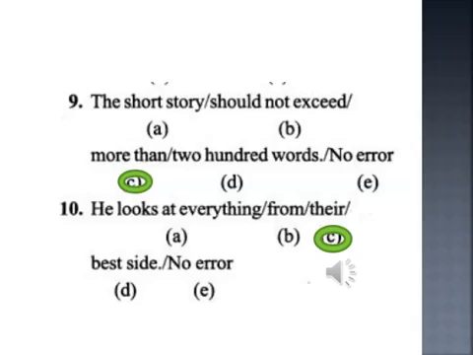Let's go to the last question. Question number 10. He looks at everything from their best side. No error. Now he looks at everything from there. There is referring to everything. But remember that when you are using the pronoun everything, singular pronoun has to be there. So it should be its, not there. So its should be in place of there. He looks at everything from its best side. So the answer is C, because the error is C.